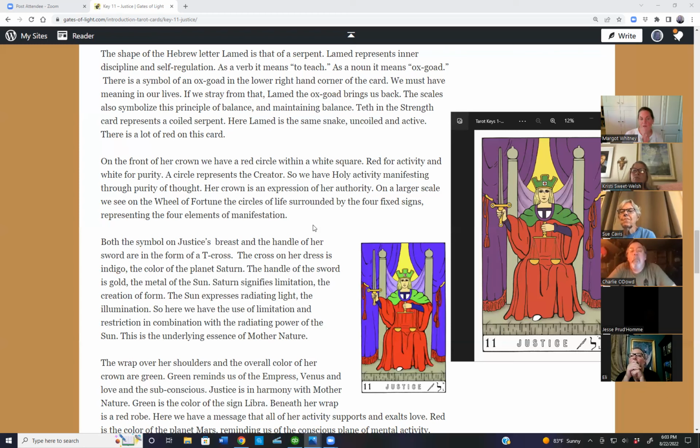On a larger scale, we see the Wheel of Fortune. We see on the Wheel of Fortune the circles of life surrounded by the 4 fixed signs, represent the 4 elements of manifestation.